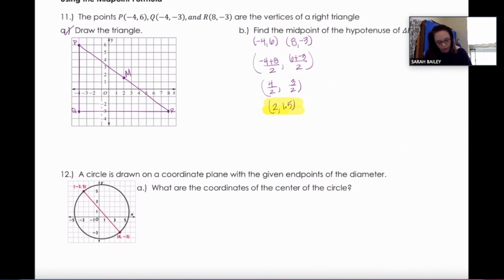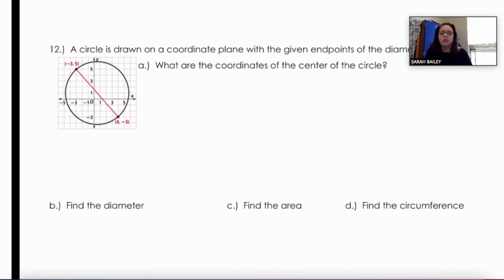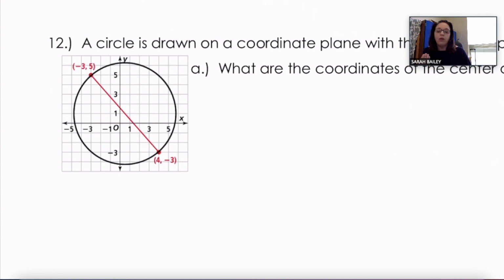All right, and then number 12, it says a circle is drawn on a coordinate plane with the given endpoints of the diameter. Remember, a diameter goes through the center of a circle and touches two endpoints on the circle. So A, what are the coordinates of the center? Okay, so if I want to know the coordinates of the center, then really I'm just looking at the point that's halfway in the diameter, right? And they've given us the endpoints for the diameter. So I'm going to use the points. I'm going to write them down, -3, 5, and then 4, -3.